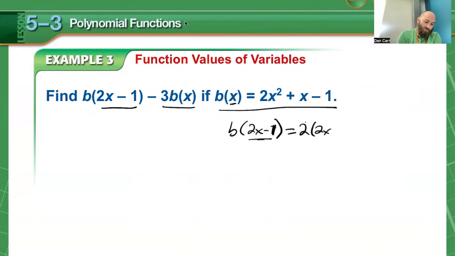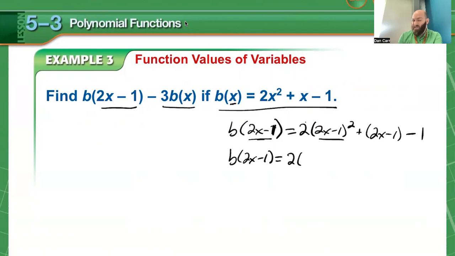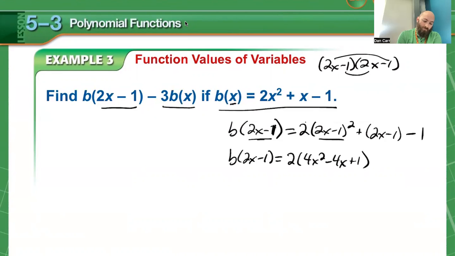It'll be 2 times (2x minus 1) squared plus (2x minus 1) minus 1. Okay, so I'm going to go ahead and multiply that out and simplify that. So this is going to be 2 times, we're going to multiply this first to make it a little easier. I'm distributing 2x minus 1 times 2x minus 1. Remember, this is the multiplication I'm doing here. So I got 2x times 2x is 4x squared, minus 2x from here and a minus 2x here. So it's going to be a minus 4x, then a plus 1. I got plus 2x minus 1 and then minus 1.